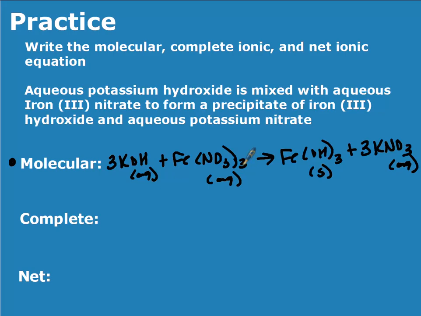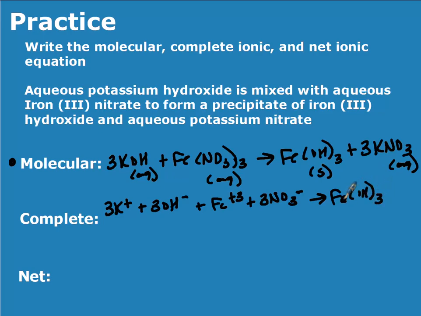So this should be your molecular equation. I went ahead and balanced the molecular equation because there's two ways we can do the net and our complete. First is if we balance the molecular equation, then we can keep that balancing all the way through. And we can say that we have 3 K ions plus 3 hydroxide ions plus 1 iron and 3 nitrates. Our iron 3 hydroxide should stay together. And then we have 3 Ks and 3 nitrates.